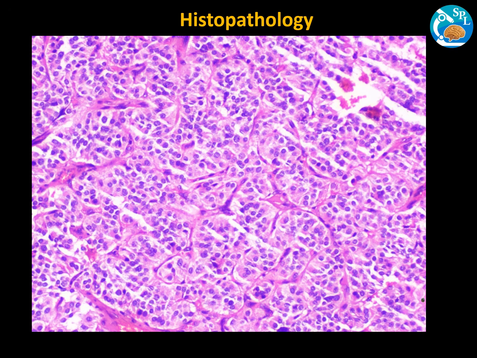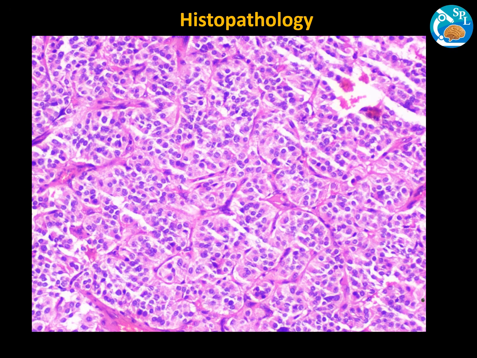The chief cells are uniform, round to polyhedral. The nuclei are round to oval, uniform with finely stippled chromatin, giving rise to a salt and pepper appearance. The nucleoli are inconspicuous. Cytoplasm appears finely granular or may be clear. Mild degenerative nuclear pleomorphism may be present but has no prognostic significance.